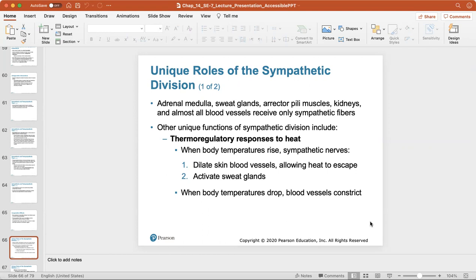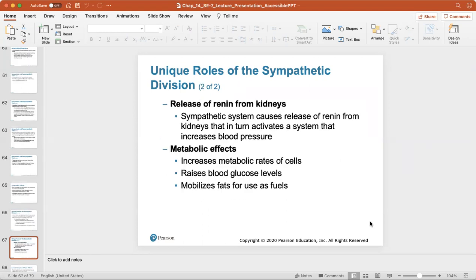So your sympathetic nerves will dilate your skin blood vessels to allow heat to escape, as well as activate your sweat glands. And when body temperatures drop, they will try to constrict your blood vessels to keep your blood shunted towards the center or core of your body.